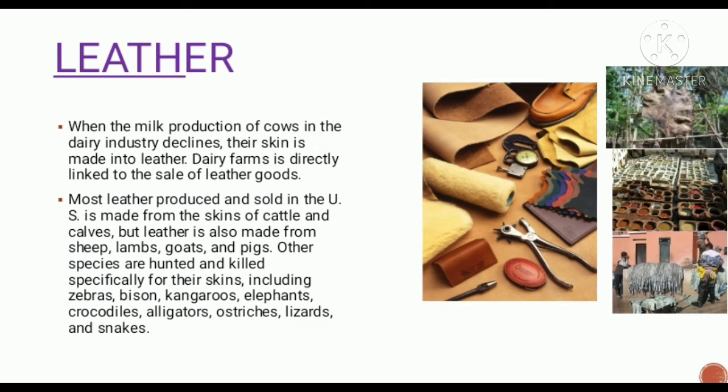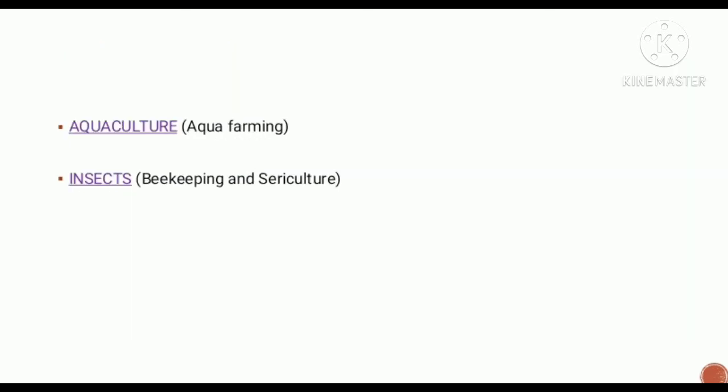Most leather produced and sold in the U.S. is made from the skins of cattle and calves, but leather is also made from sheep, lambs, goats, and pigs. Other species are hunted and killed specifically for their skins, including zebras, kangaroos, elephants, crocodiles, alligators, ostriches, lizards, and snakes. Animal production also includes aquaculture or aqua farming and insects such as beekeeping and sericulture.